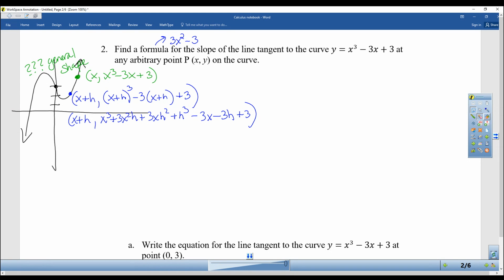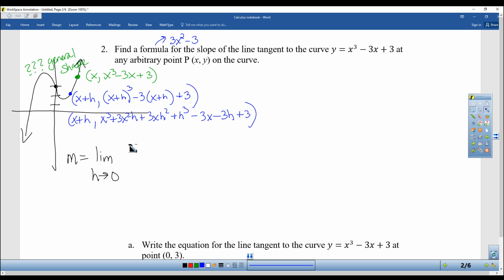I have my blue point and my green point, and we're going to do the limit. The slope is going to be the limit as h approaches 0. If h were 0, this would be gone, this would be gone, this would be gone, this would be gone, this would be gone. And if you look at what's left, it looks just like the green. x cubed minus 3x plus 3. They would be the same point. So we're going to trick it into giving us the same point. I don't actually want to cross those off.